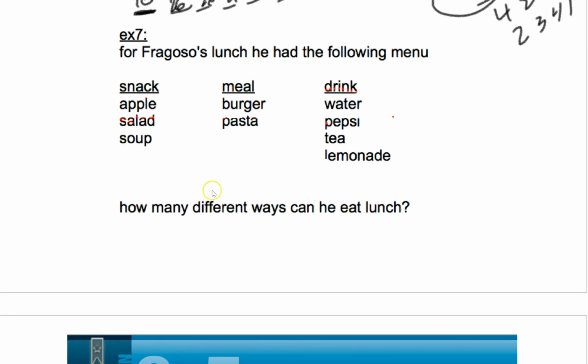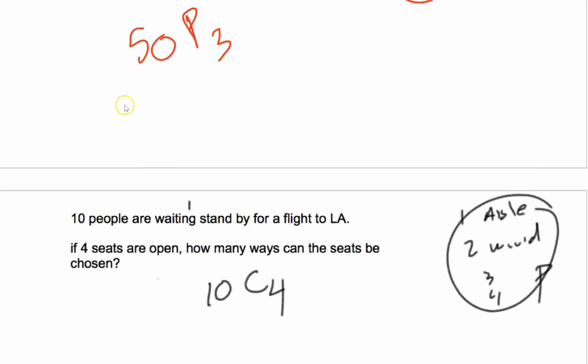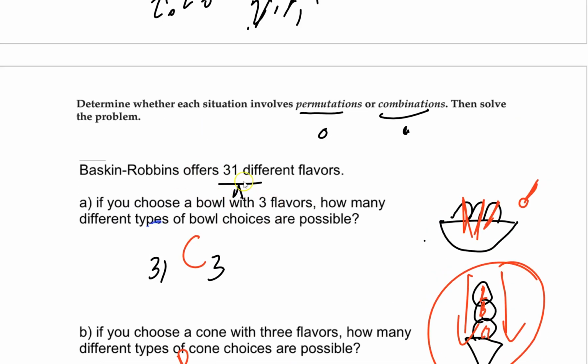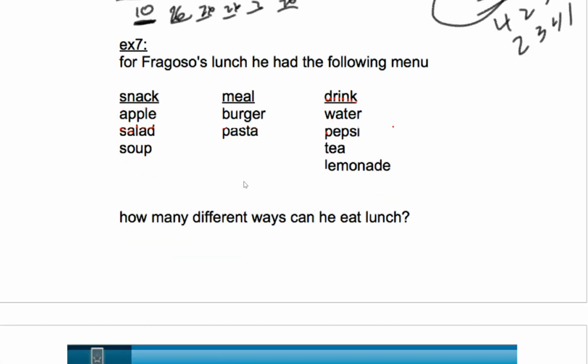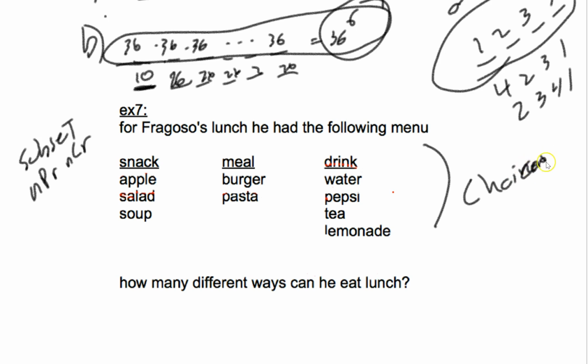So look at this. Now, anytime we do P and C, I should probably just explain this better. You're picking a subset, right? I'm picking 4 out of 10. Permutation, combination. I'm picking 3 winners out of 50. Permutation, combination. I'm picking 3 flavors out of 31. If you're picking a subset, a small group out of a bigger group, then it's nPr or nCr. In this case, I don't have a subset. I'm not picking 3 snacks out of a total of snacks. I have choices. And if I have choices, then it's the fundamental counting principle.